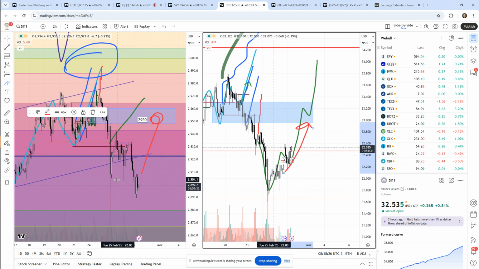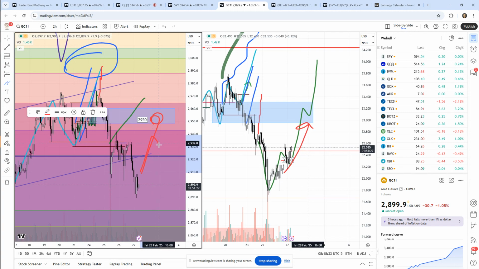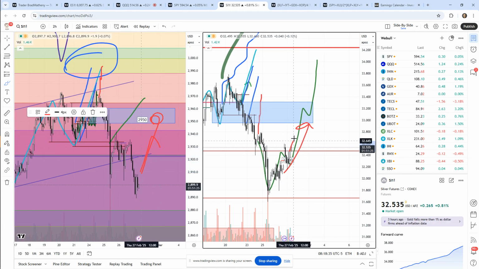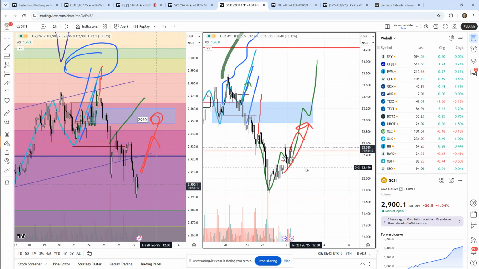We're in a topping pattern. I believe we're going to come back up here today. A topping pattern typically is a move up like this. So a topping pattern would be kind of like this in silver, meaning it moves up, stalls, and then rolls over. So we'll see how this plays out today.